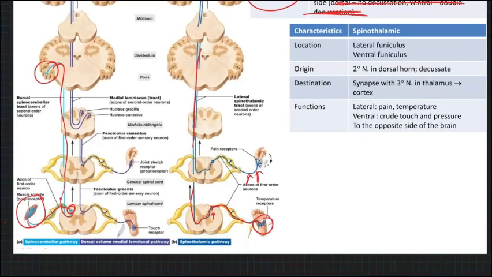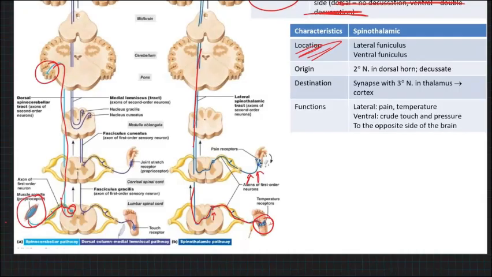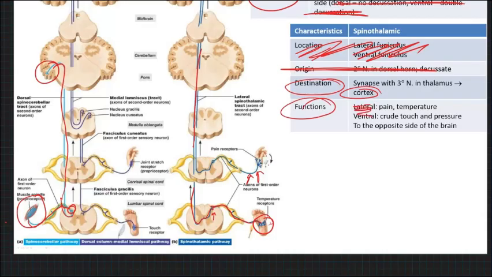Just like with spinocerebellar, no questions about location, origin, destination cortex, functions, yes. You don't need to distinguish lateral and ventral. Just pain, temperature.